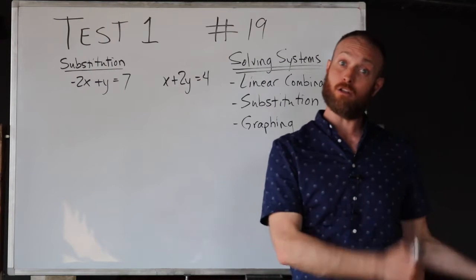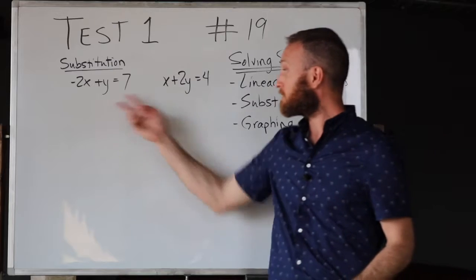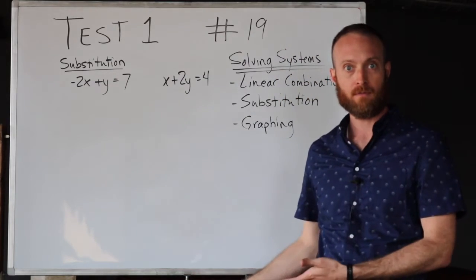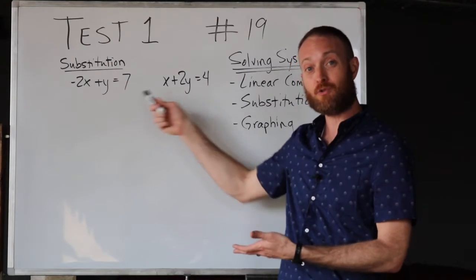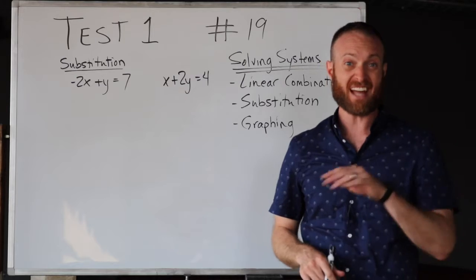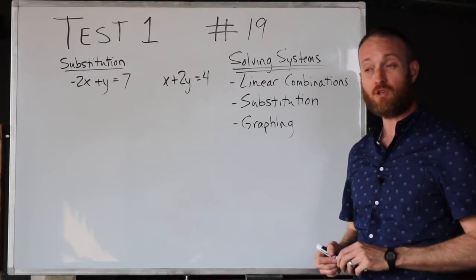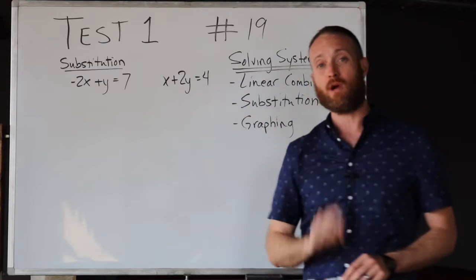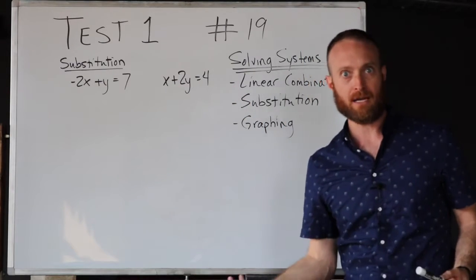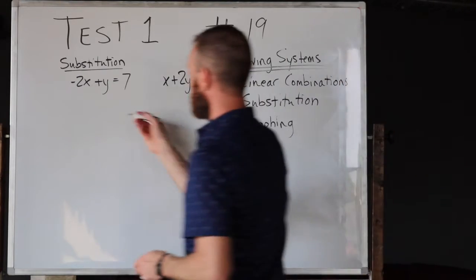You could plug in all of the points that are the answer choices if you don't know what you're doing at all, and just plug them into each of these and see which one works for both. It's going to make this equation true and this equation true. But we're going to show you substitution. That's the method we're going to look at today. To find the answer using substitution, you need to get one of the variables in one of the equations on one side by itself. So I'm going to take this equation and get y by itself. Watch what we do.